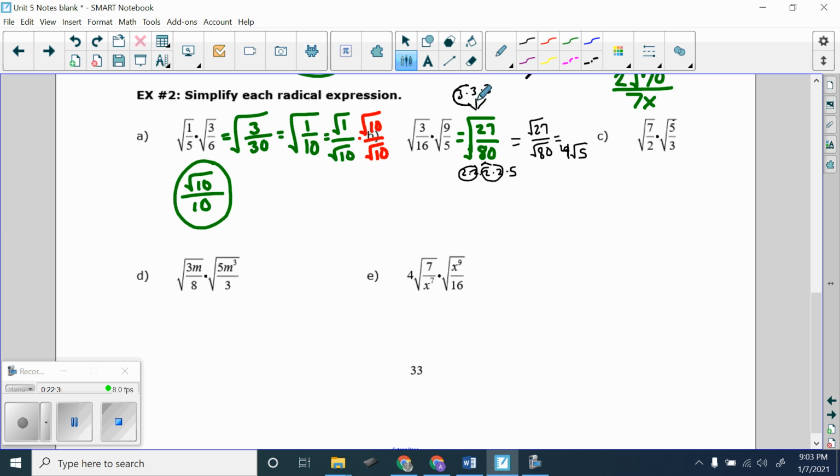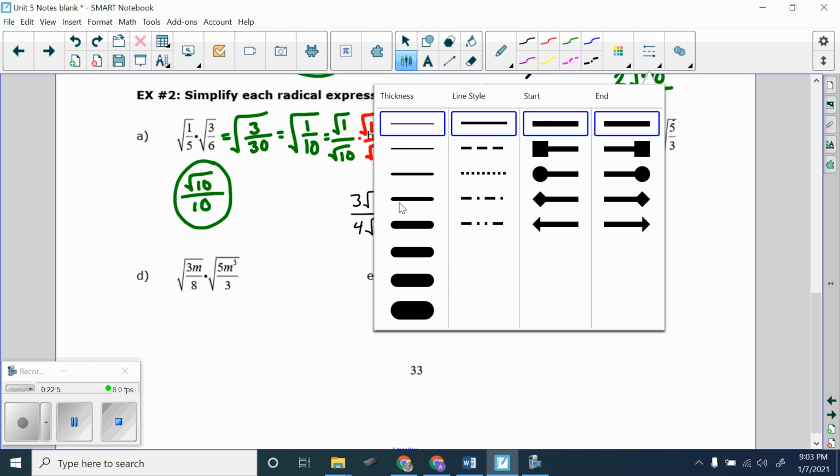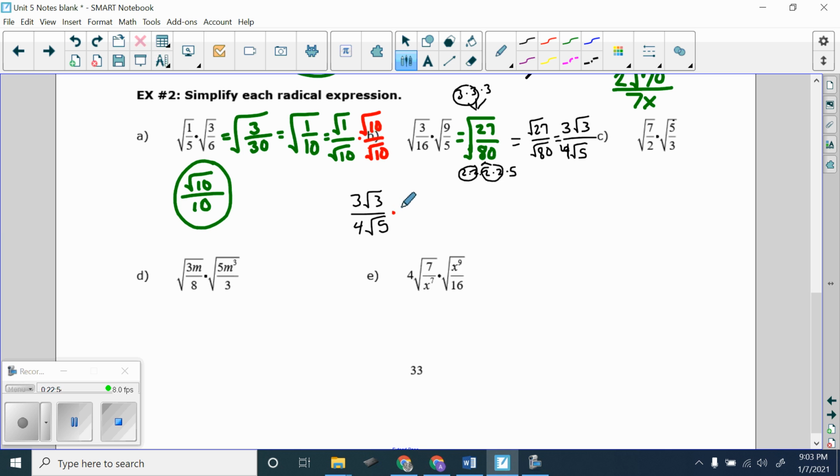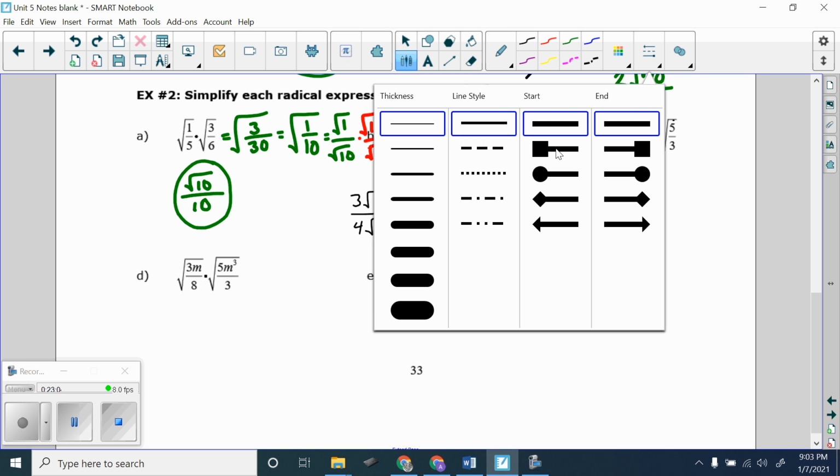And on the top, this is 3 radical 3. So now I have this scenario right here: 3 radical 3 over 4 radical 5. When I rationalize the denominator, I only need to multiply by what's under the radical. Since it's a monomial, I'm only multiplying by what's under the radical. So I'm going to rationalize here by multiplying not by 4 radical 5, just the radical 5 over radical 5. And we'll see what that does in the next step.